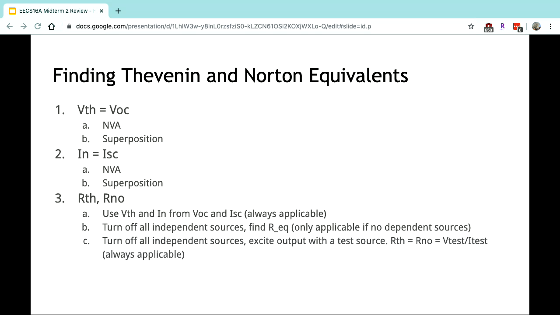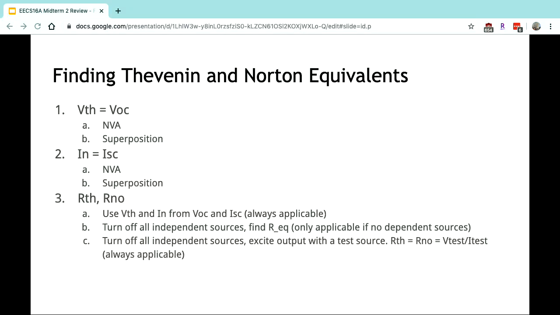For V Thevenin, you'll note that here there's NVA and superposition. When you're looking for the Thevenin equivalent, you want to look for the open circuit voltage on the terminals A and B. This can be done by either of these two methods, depending on how many sources you have. Likewise, the Norton current is going to be the short circuit current. So if you take your circuit, connect a short from your terminals A to B, and look at that current, that will be exactly your Norton current.